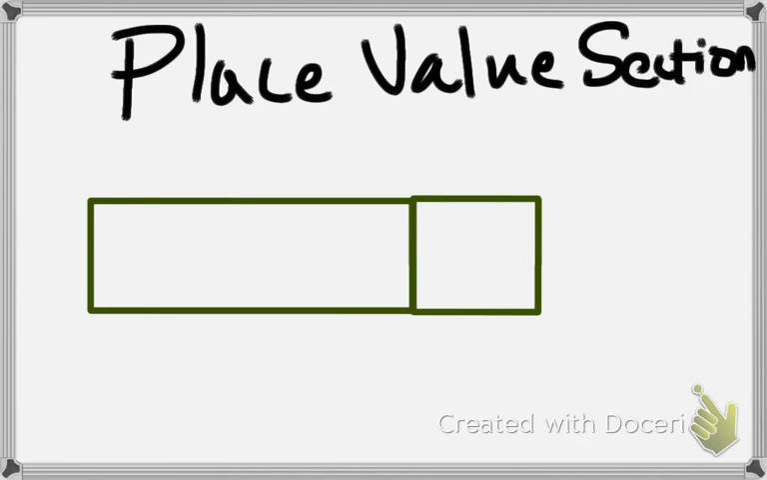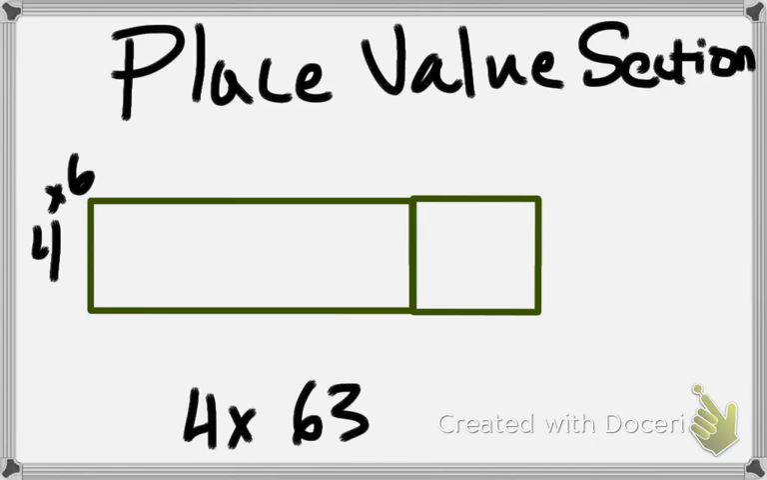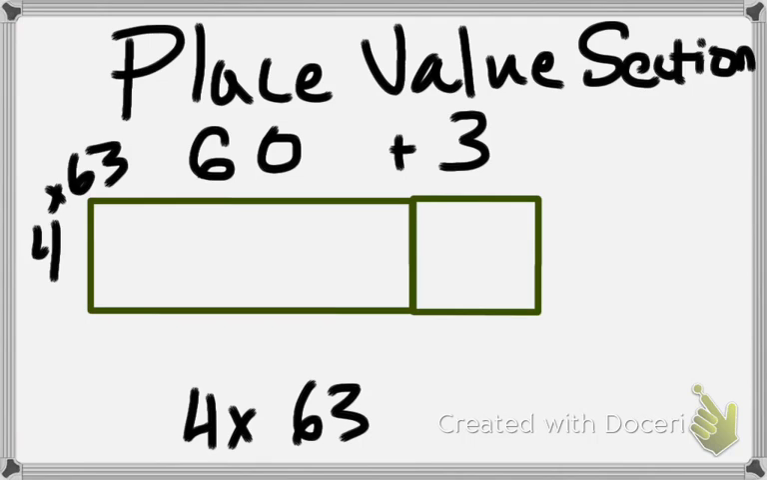Our first example is the place value section method. This one relies heavily on the area model to complete the problem. So, if my problem is still 4 times 63, we talked at length about expanded notation. So, we break 63 into 6 tens or 60 plus 3 in the ones place.